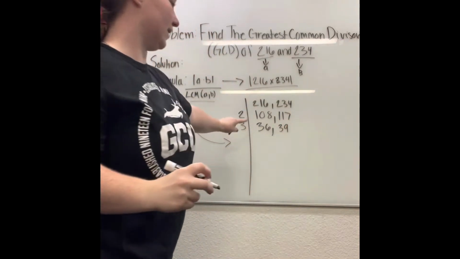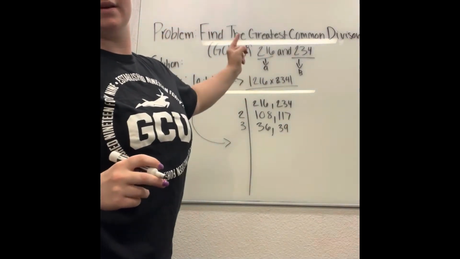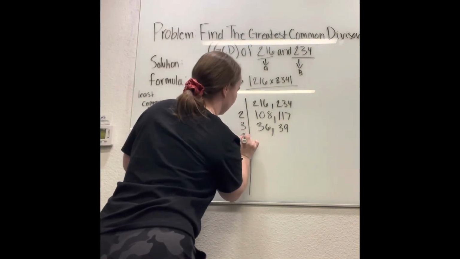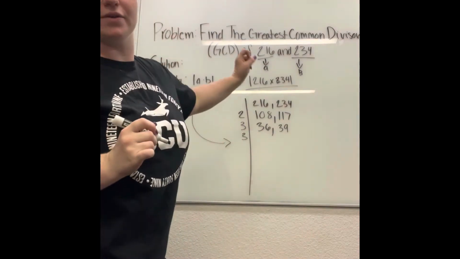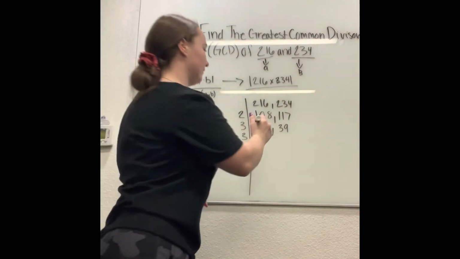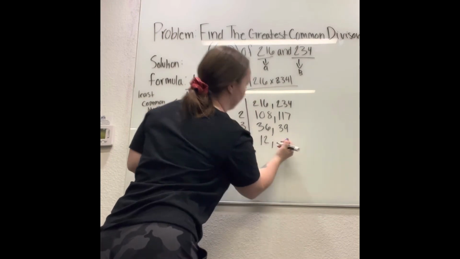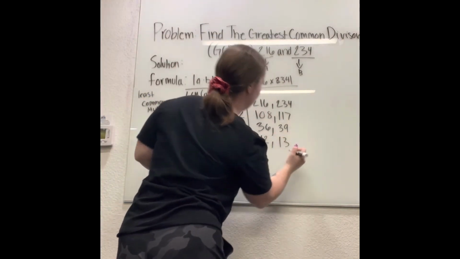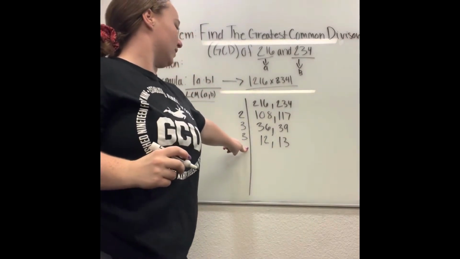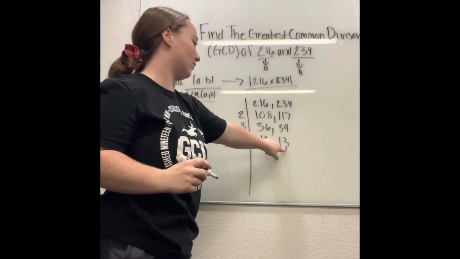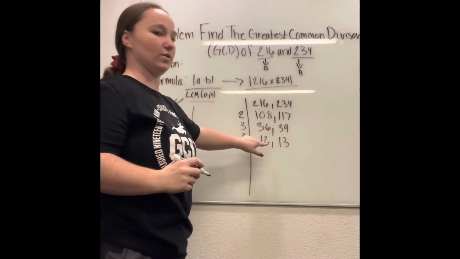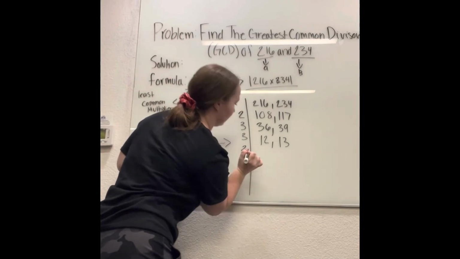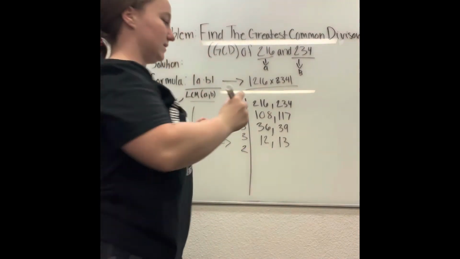And then what can 36 and 39 get divided by evenly? Another 3. So you put another 3 here. And then 36 divided by 3 is 12, and 39 divided by 3 is 13. Now, we need to find something that can go into 12, since 13 is now no longer divisible. So what can go into 12? 2. So 2 can go into 12, and 12 divided by 2 is 6.